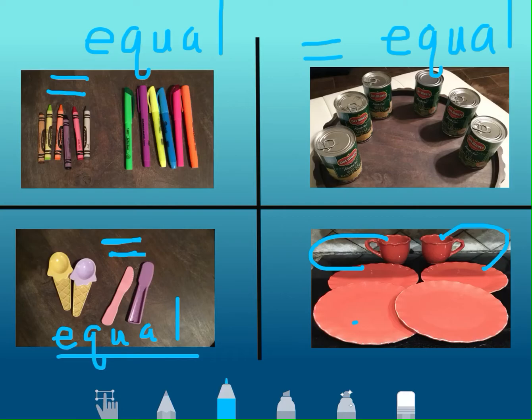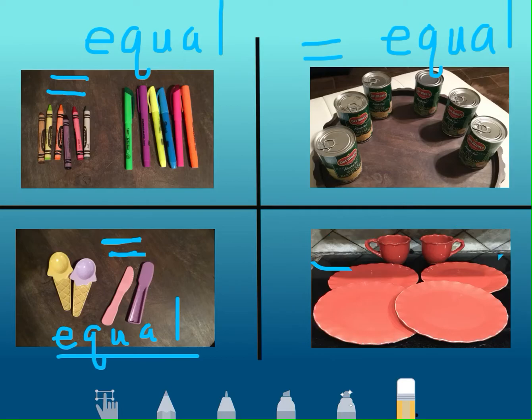This plate needs a cup. Is there another cup there that we could put this plate with? No. Is there another cup that we could put this plate with? No. So those are not equal. Okay? They are not equal.